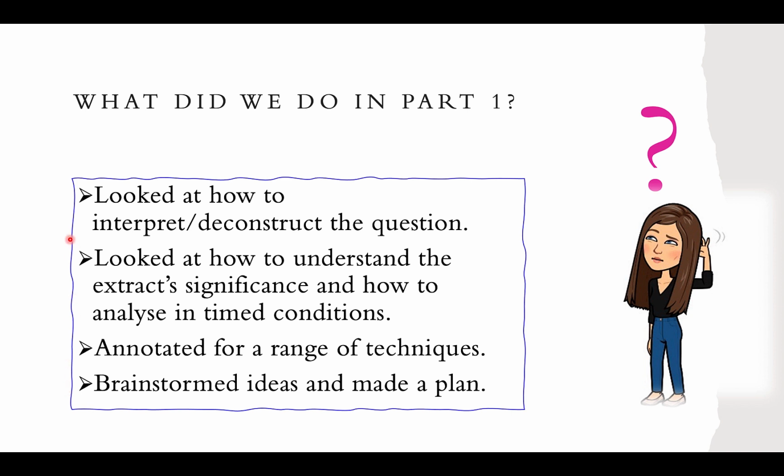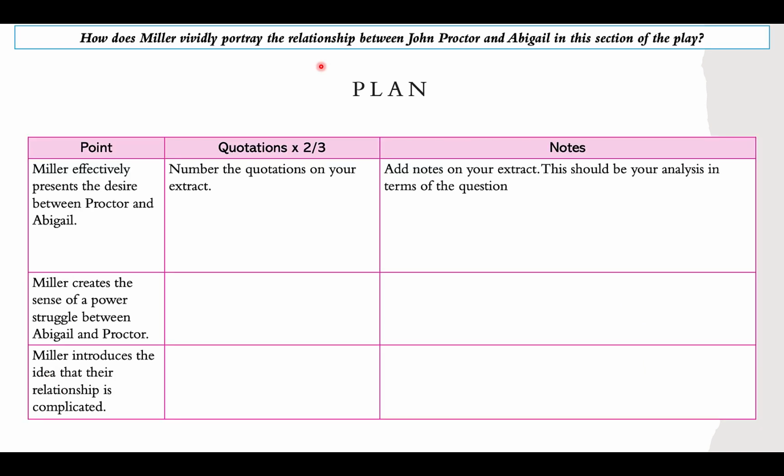So in part 1 we looked at how to interpret and deconstruct an extract question. We looked at how to understand the extract significance and also how to analyse in time conditions. We annotated the extract for a range of different techniques and devices that we could potentially use in our answer, and then we brainstormed different ideas in response to the question and made a plan. So let's have a look at the plan that I made at the end of the last lesson.